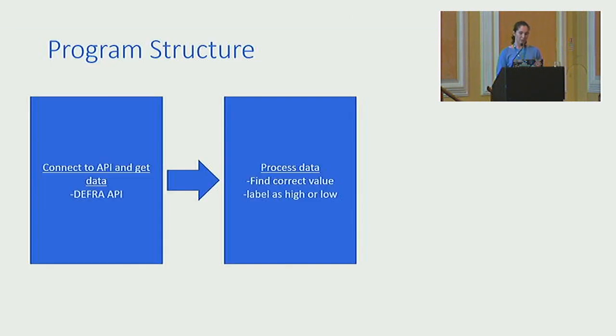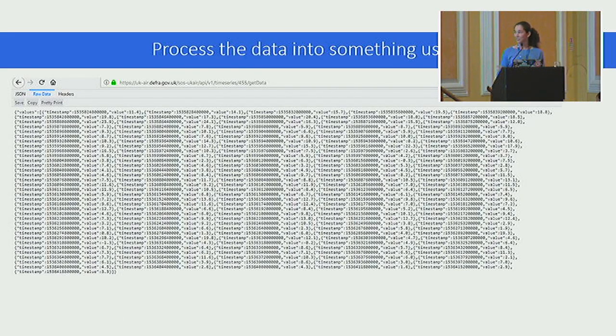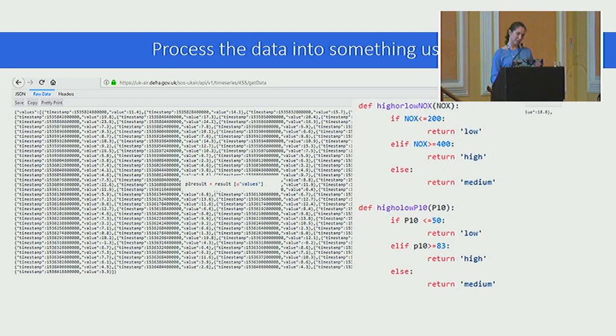So then I was on to the processing of the data. That was fairly easy. The data came back in JSON like this. All I had to do was say, get the values out like it was a dictionary, and then say, get the last one in the list of dictionaries, and then process the data in some fairly easy if functions to find out if it was high or low.